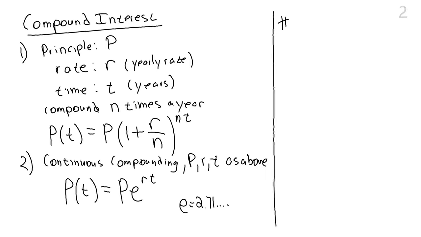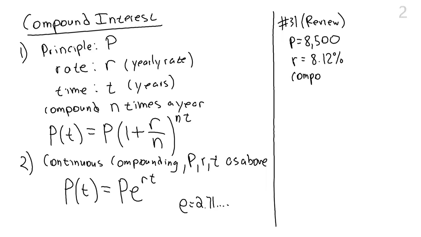So number 31 from the review tells us that we have $8,500 in our account at the beginning of the year. We have a rate of 8.12%, an annual rate, and we're also told that we compound monthly. This is 12 times a year. And we're asked, what is going to be the total worth in 20 years?